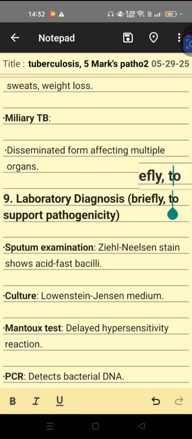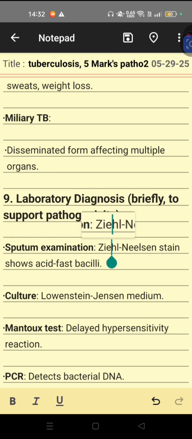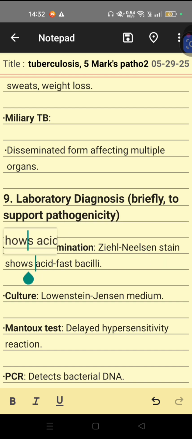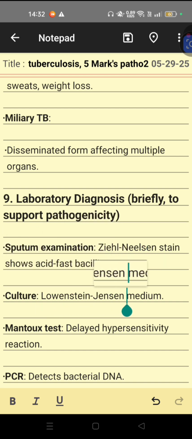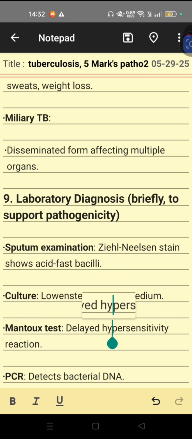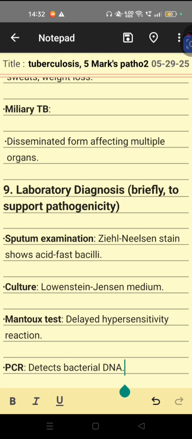Laboratory diagnosis, briefly, to support the pathogenesis. Sputum examination: Ziehl-Neelsen stain shows acid-fast bacilli. Culture: Lowenstein-Jensen medium. Mantoux test: delayed hypersensitivity reaction. PCR detects bacterial DNA.